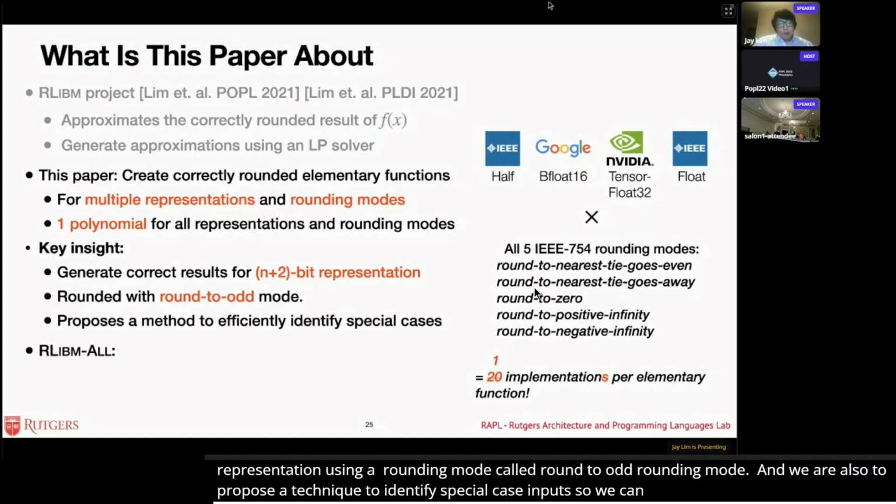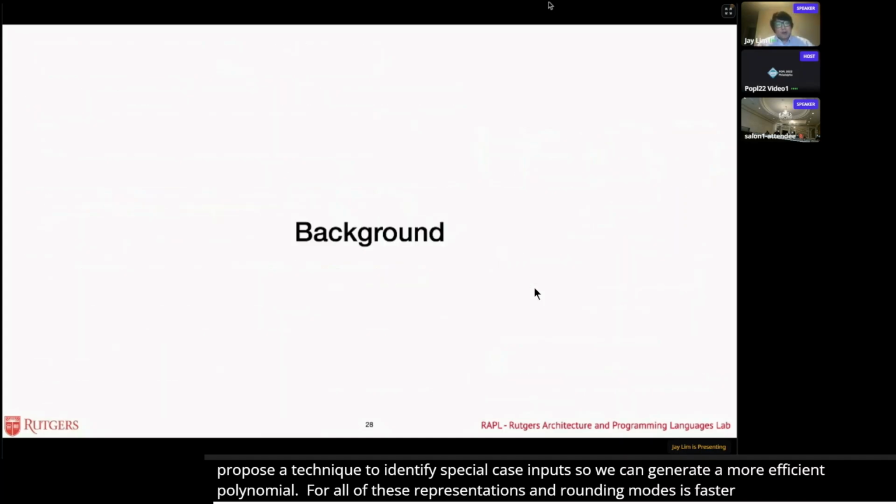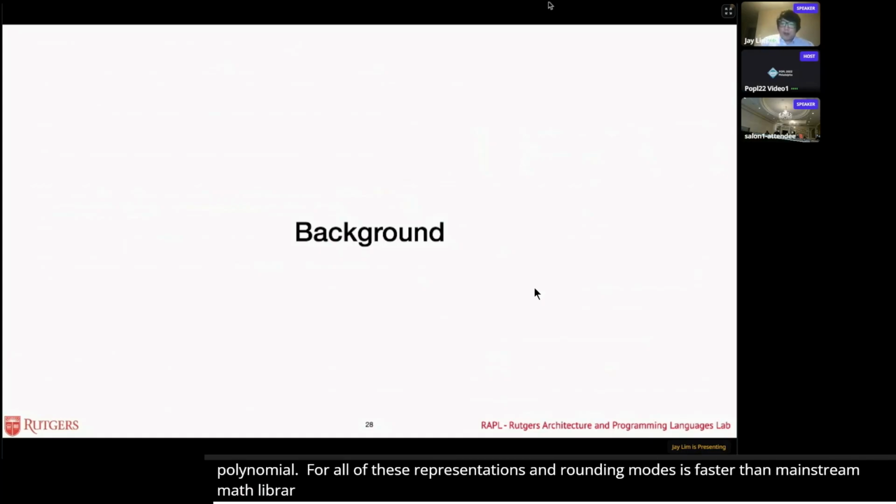The resulting math library we created, which we call RLibM-All, not only produces correctly rounded results for all of these representations and rounding modes, but is faster than mainstream math libraries. So now before I describe our cool new technique, let me go through some background and describe what a correctly rounded result is and how our previous RLibM technique has been generating polynomials.